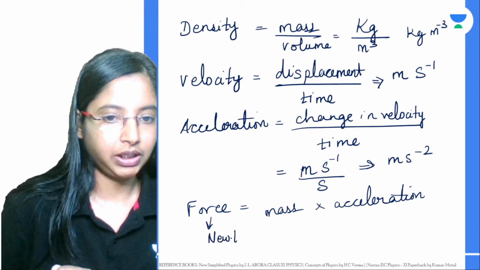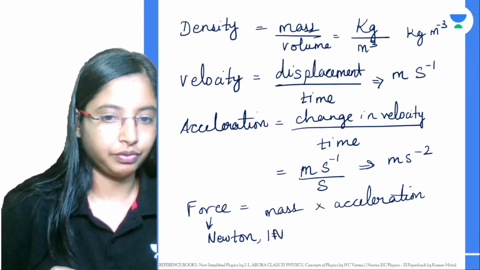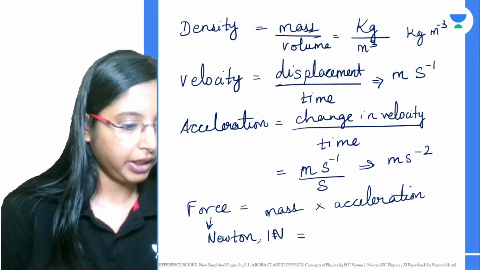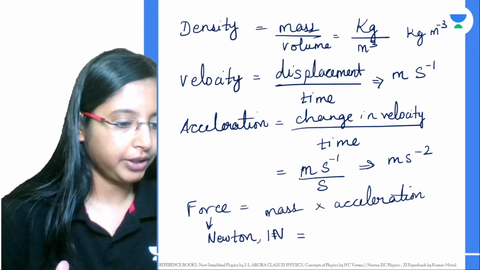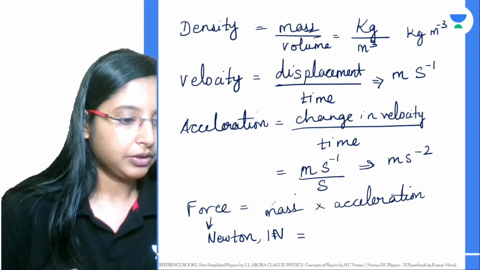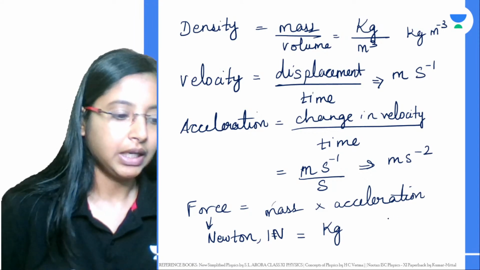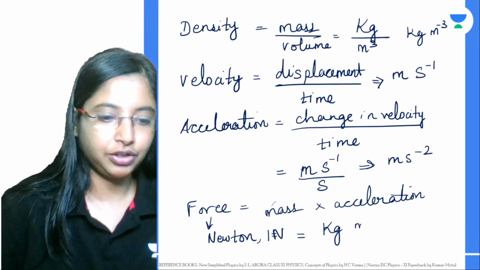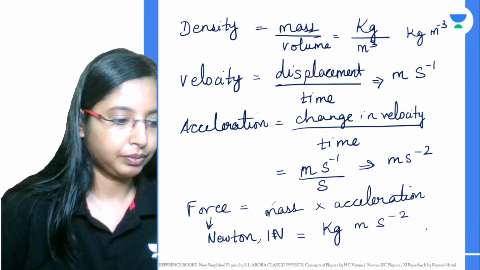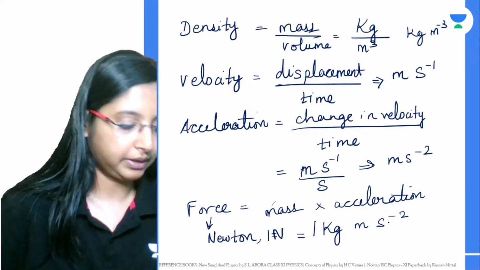Can you tell me what would be 1 Newton? 1 Newton will be equal to some dynes in CGS units. That is right. So in terms of SI units, 1 Newton is given by mass, which is kilogram, times acceleration, which is meter per second square. So 1 Newton is equal to 1 kilogram meter per second square, kg m s inverse 2.